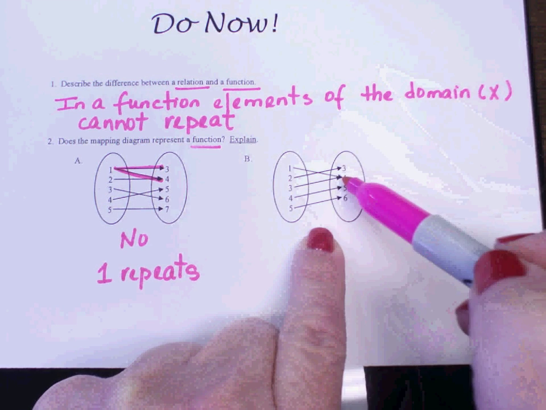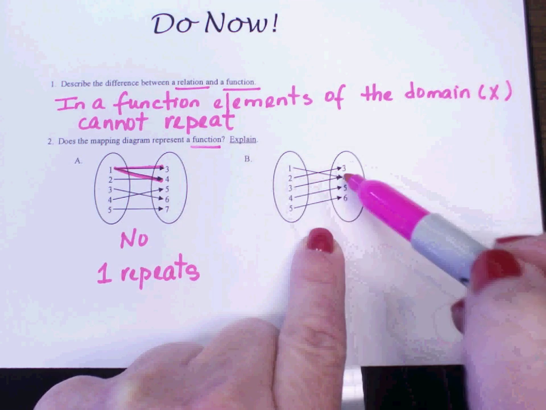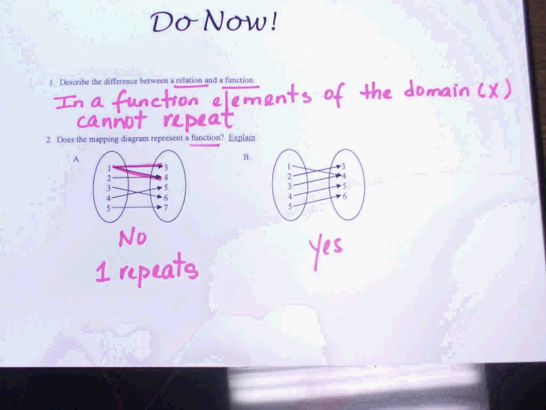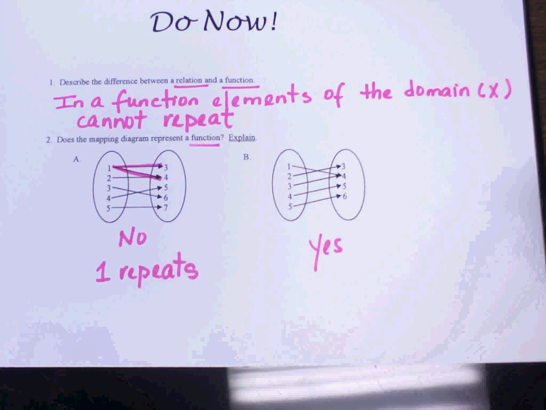What about letter B? 1 with 4, 2 with 3, 3 with 4, 4 with 5, and 5 with 6. Yes, this is a function.